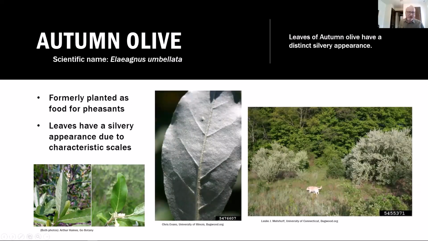So you can see on the bottom left, the leaf shape is quite variable. They can get bigger and wider than the one on the right, and they can be fairly narrow. But if you think it might be autumn olive, turn a leaf over. That's how you tell. That silvery look from the scales. Okay, next.